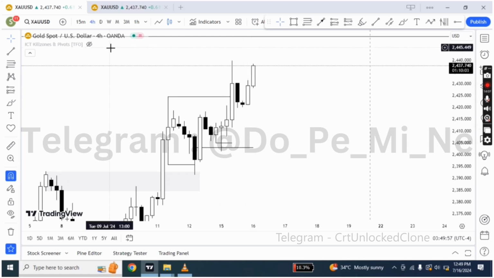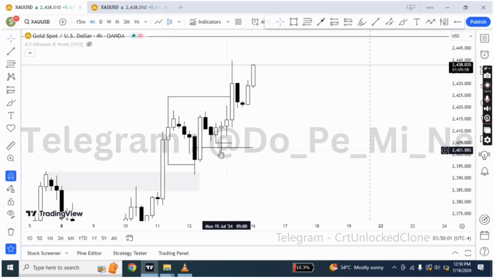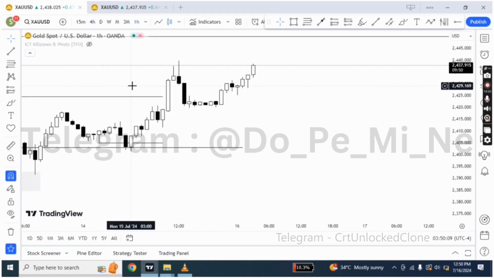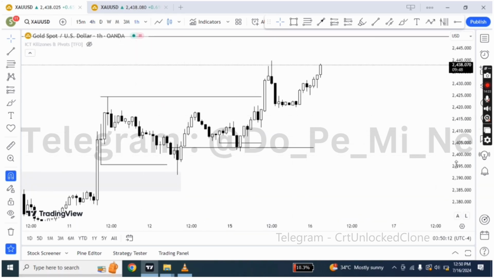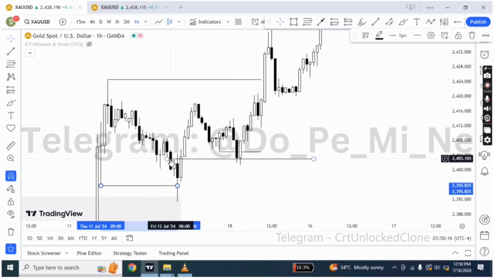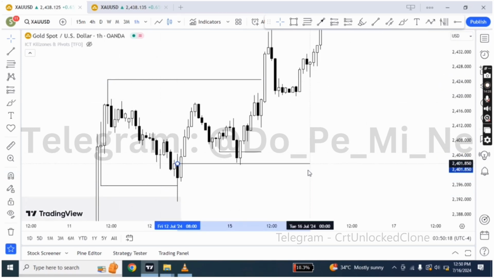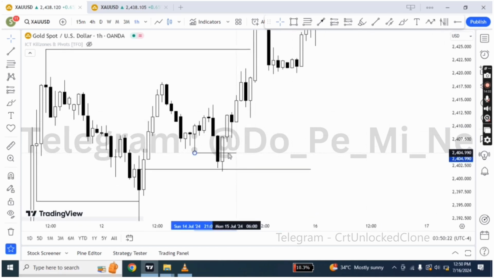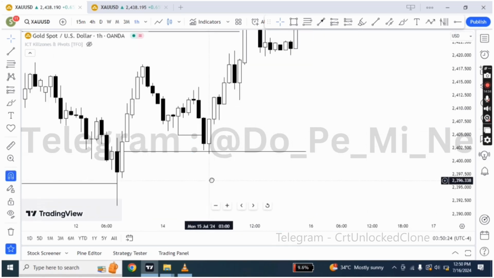So let's recall. Right here we tested this main threshold and we took out this CRT low, and this 4-hour CRT was purged. Now we can start looking for trade ideas, and we can start looking for our lower time frame entry on the 15-minute. But before we do that, we're going to go down to the 1-hour time frame, which is our intermediate time frame, and we will refine this trade idea even more, and see what price is telling us on that particular time frame.